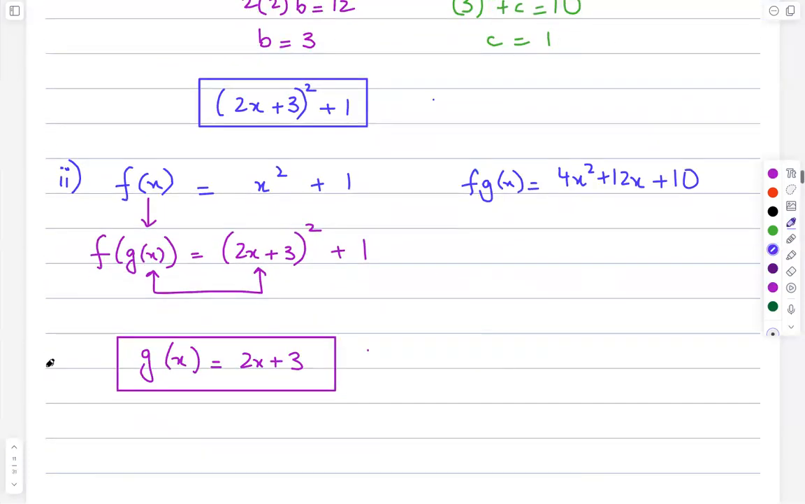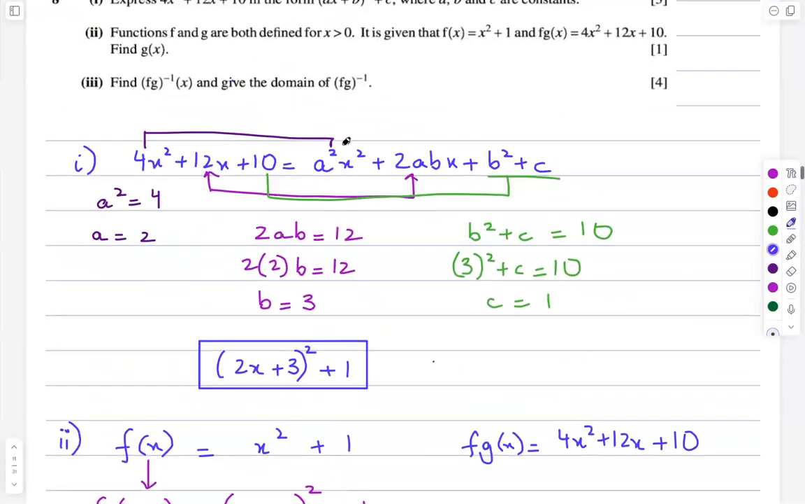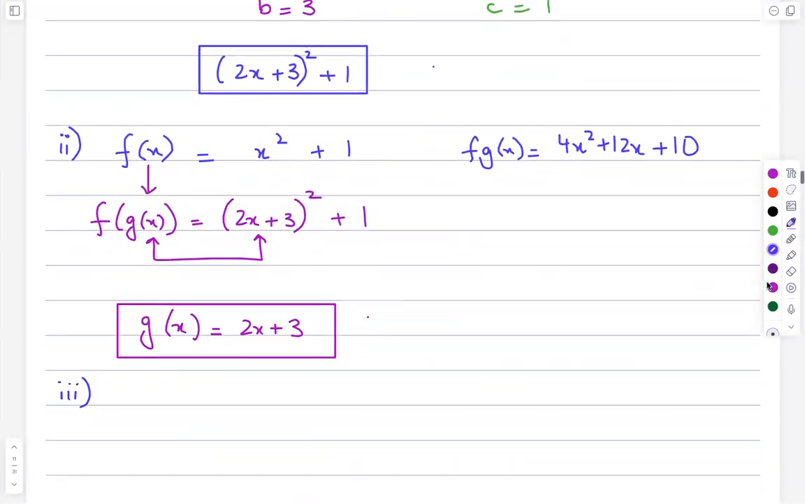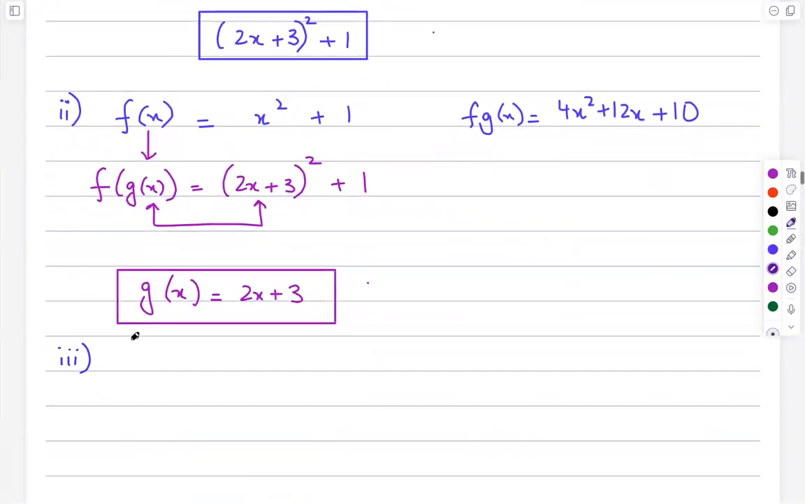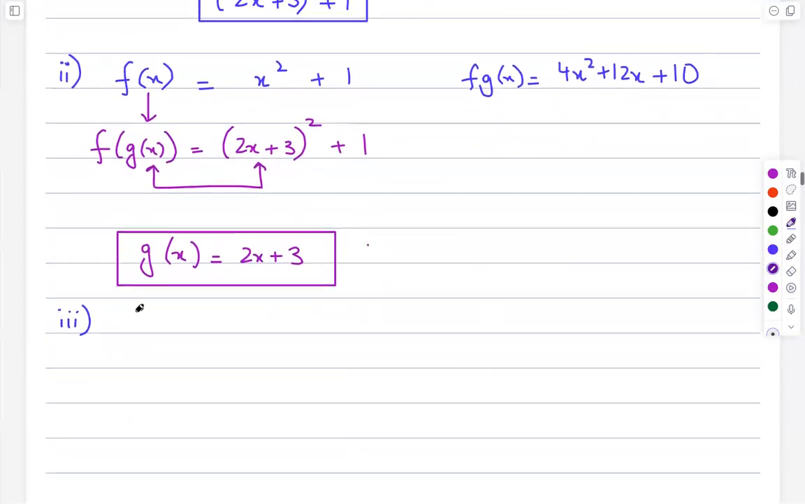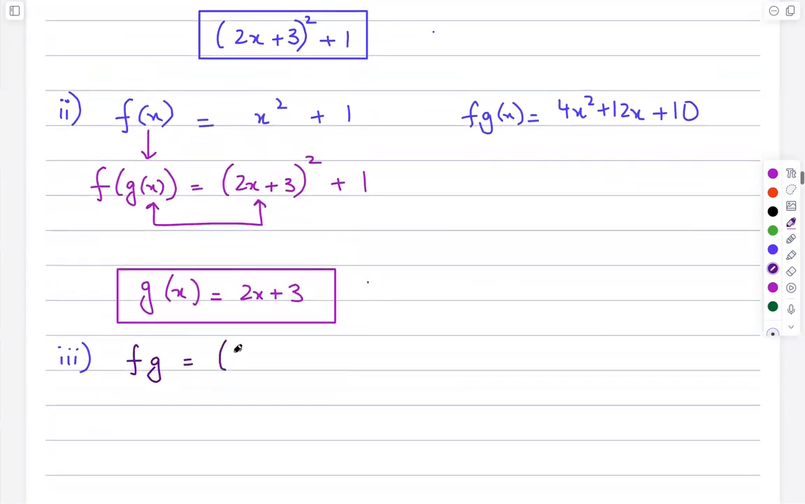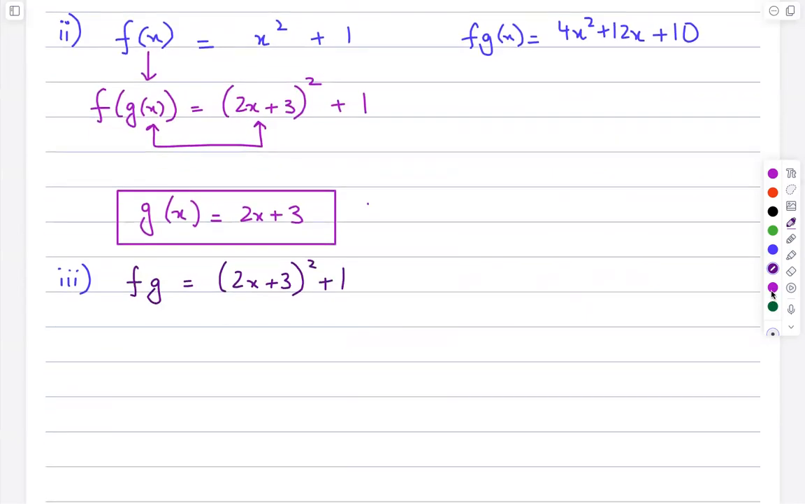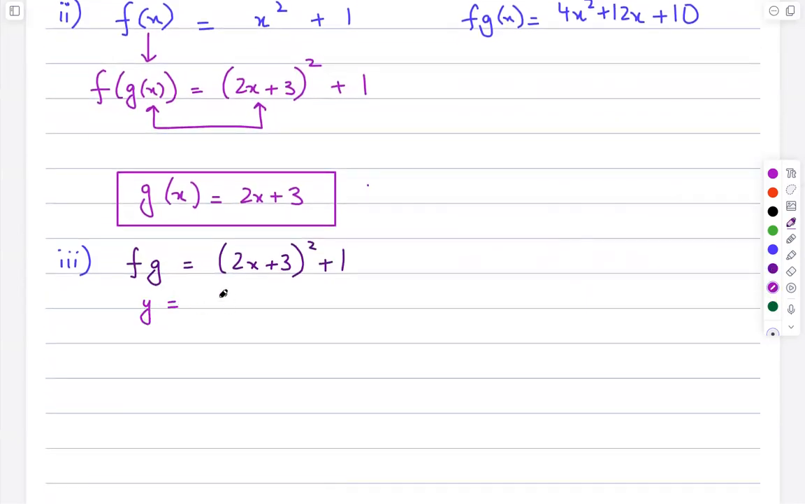In part 3, it says find fg inverse and give the domain of fg inverse. Now, to find the inverse of a quadratic function, we should have it in the complete square form. So we can write this fg of x as (2x plus 3) whole squared plus 1. To find the inverse function, we can first write y in place of fg, and this will become y equals (2x plus 3) whole squared plus 1.